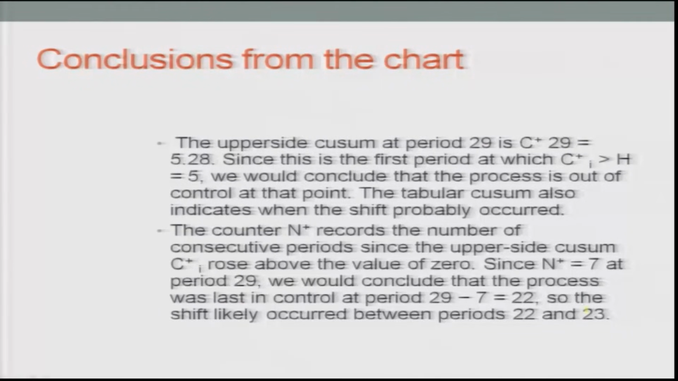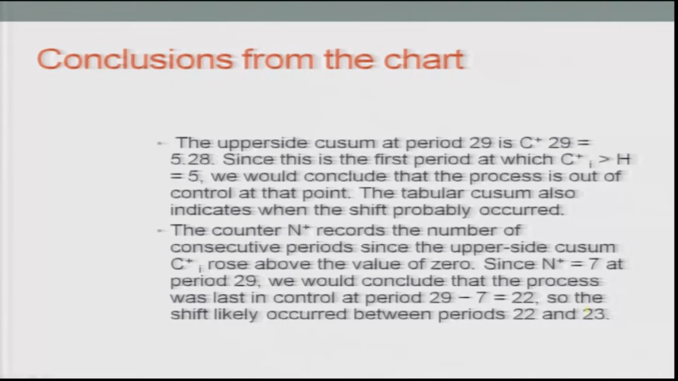If you want very strict or very lenient, obviously the H value would be taken accordingly, and hence the C plus i values would either cross H or never cross H, depending on the level of efficiency of the H value you have considered in your problem. The tabular CUSUM also indicates when the shift probably has occurred. So obviously it occurred at the 29th reading.